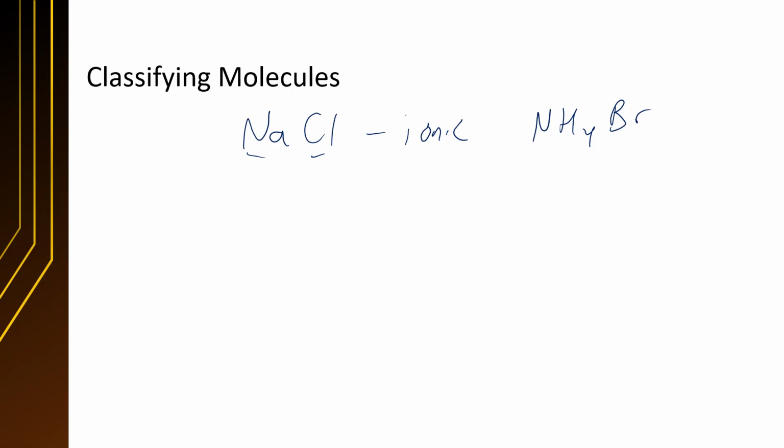You could also see something that starts with a hydrogen, like H2S. That is also ionic, but it's specifically an acid. And so it's going to follow the rules of naming acids.